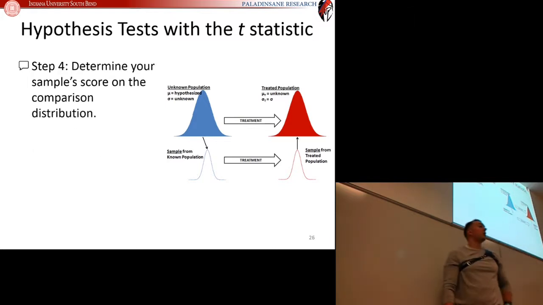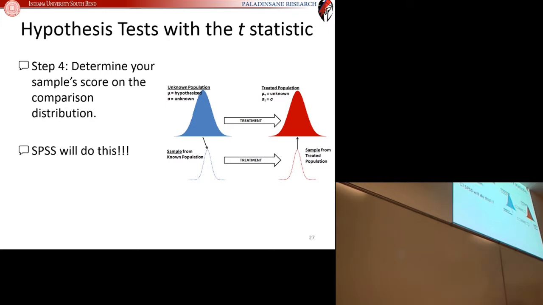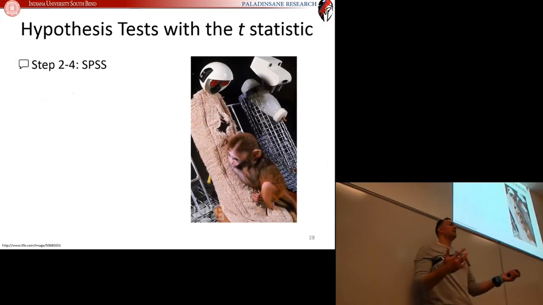Determine your sample score on the comparison distribution, determining where your sample actually is on that T distribution, which is now your comparison distribution. Well, SPSS will do this for you. It'll actually calculate that T statistic instead of the Z statistic. And then finally, step 5, you have to do on your own. But let's go through steps 2 and 4 right now.